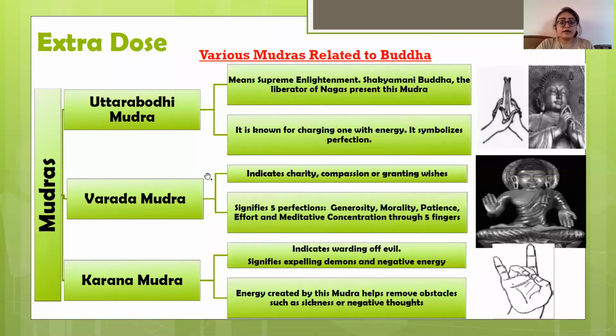Lastly you have the Karan Mudra. Okay, like this. My finger is not getting molded right now like this. So both the fingers are like this. One finger will be touching your thumb, and so this pose is called the Karan Mudra. So it indicates warding off evil. It signifies expelling demons and negative energy, the Karan Mudra. So this is your Karan Mudra.